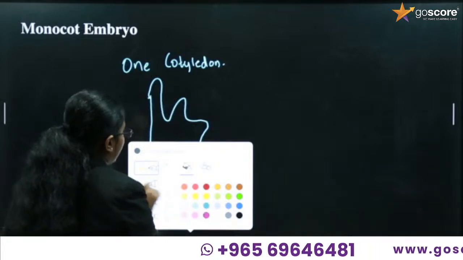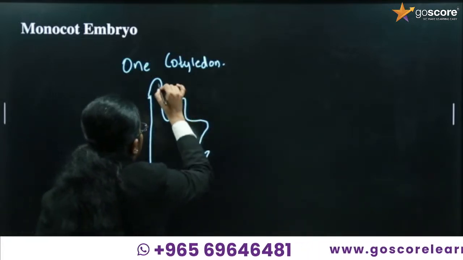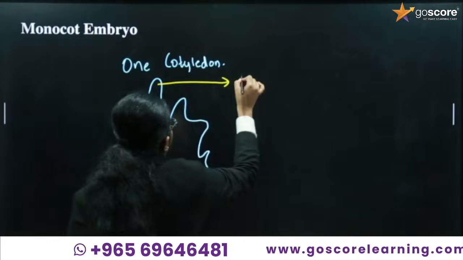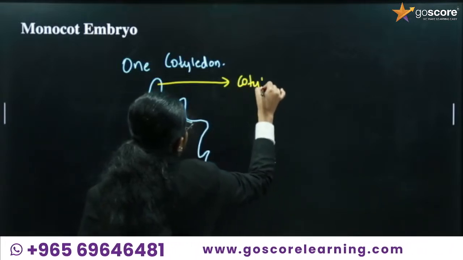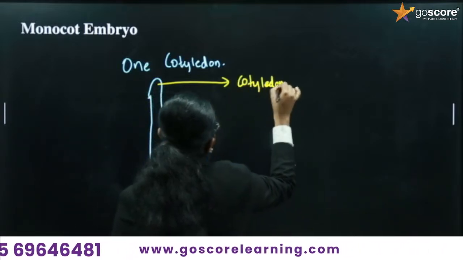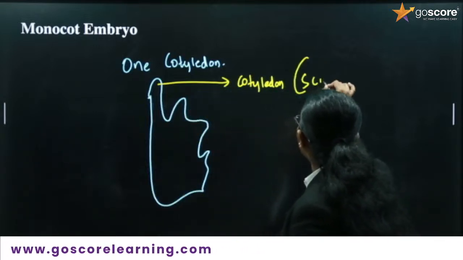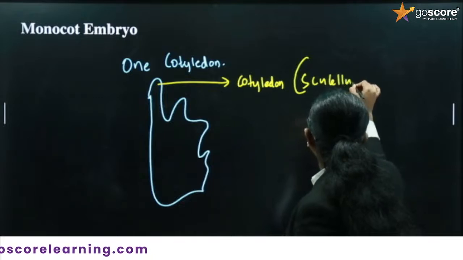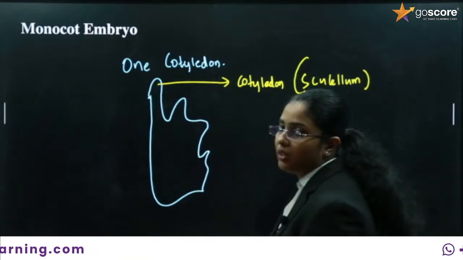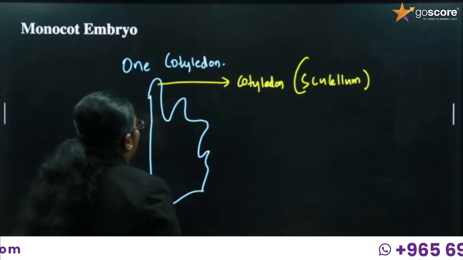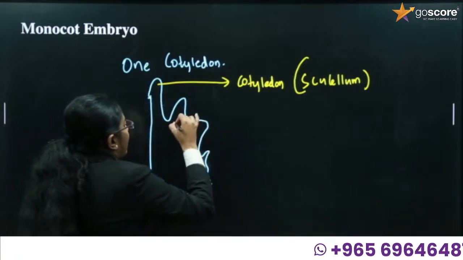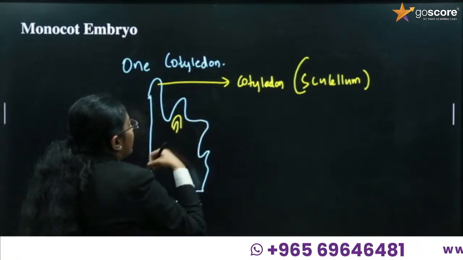Okay, the structure looks like this. So we can say this is the cotyle region. This is the cotyledon. If you are considering the grass species, the cotyledon is known as scutellum. Then you study that there is a shoot tip.